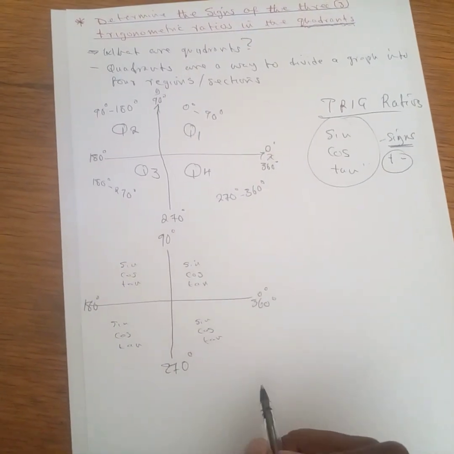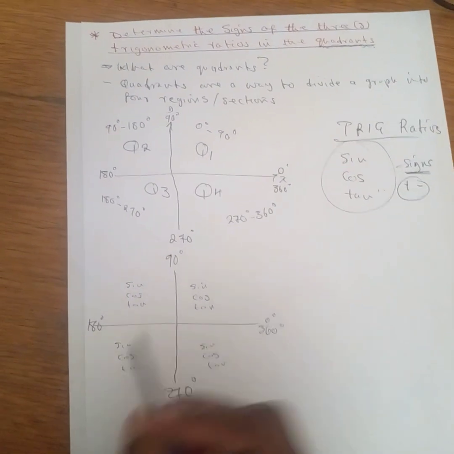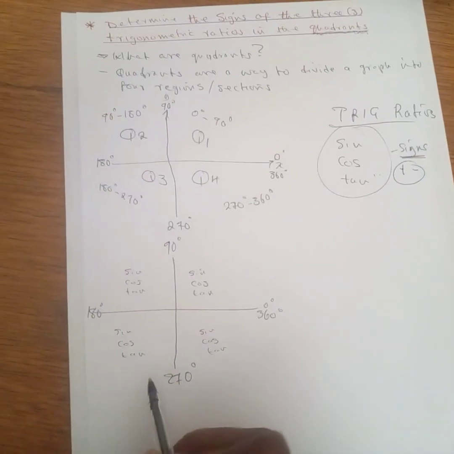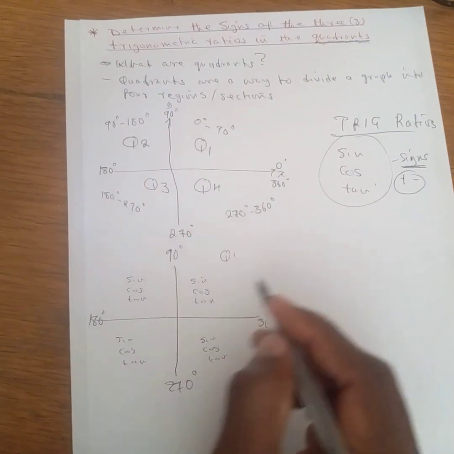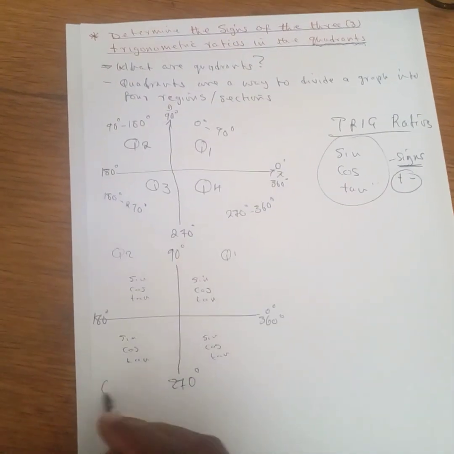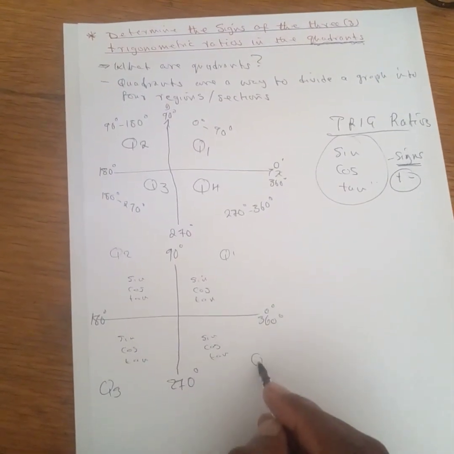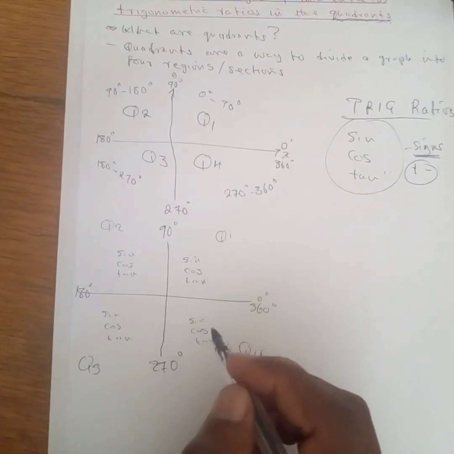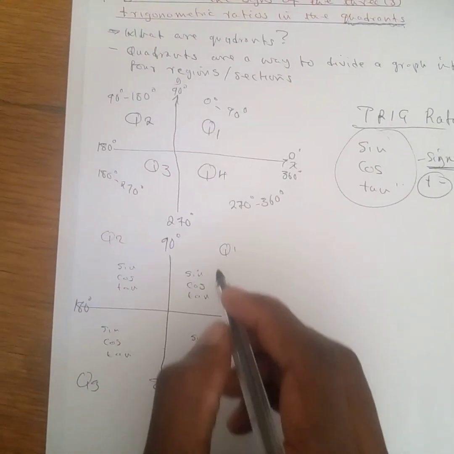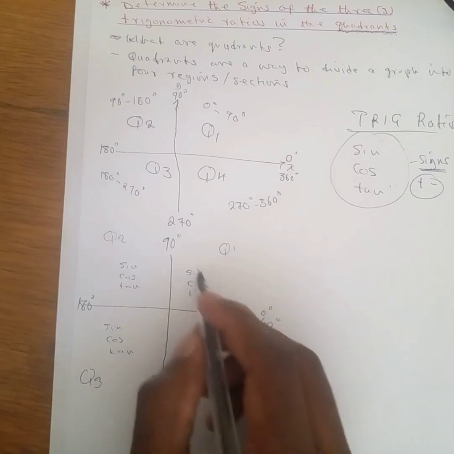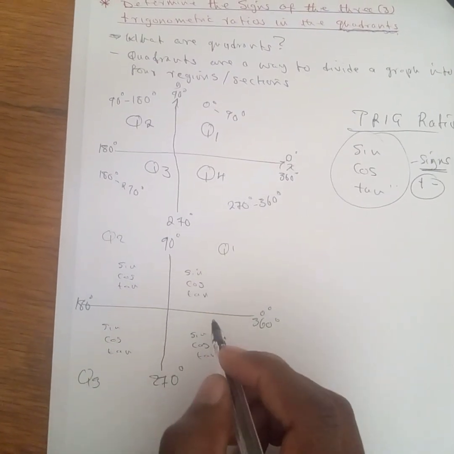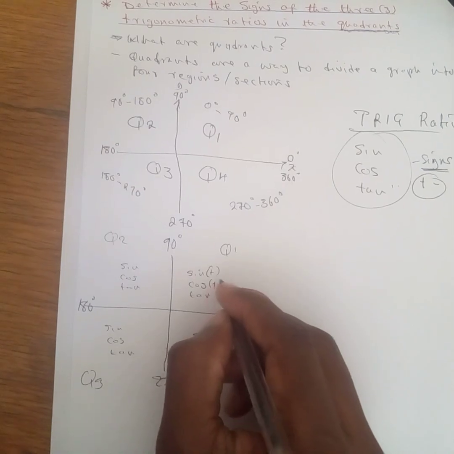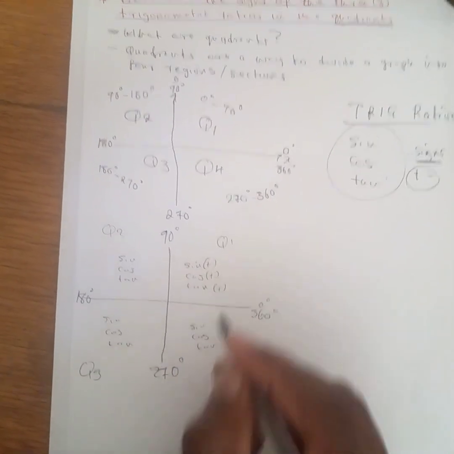Now, the main issue is, what are the signs? That's the main issue. What are the signs of these ratios? So just to remind yourself, this is quadrant 1, quadrant 2, quadrant 3, and quadrant 4. Now, what are the signs for these ratios? So you need to know that from the first quadrant, all the three ratios are positive, meaning that sine is positive, cos is positive, tan is positive as well.